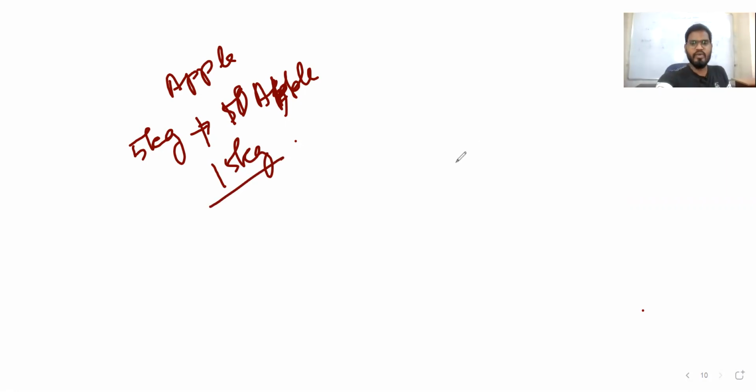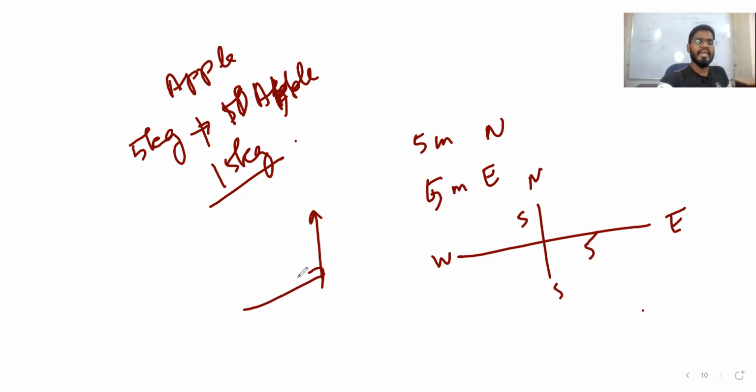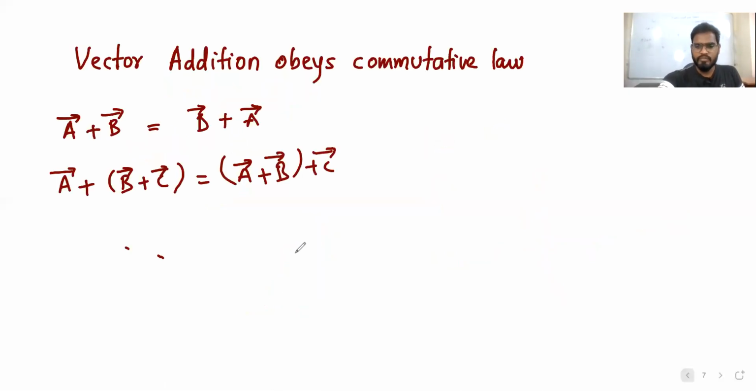If you are seeing 5 meter, you should know the direction. 5 meter north direction, 5 meter east direction. So it is going to be east, west, north, south, 5, 5. So we can say 5 meter in this direction. Now there is a rule that you have to add it tail to head, and then this is going to be the resultant. So that is what we are going to find in this topic.